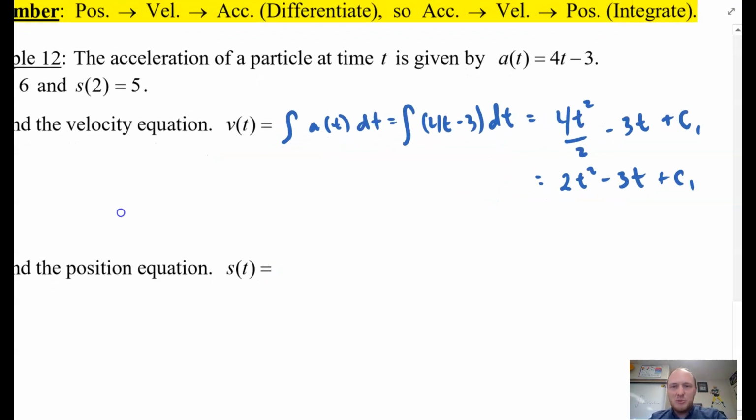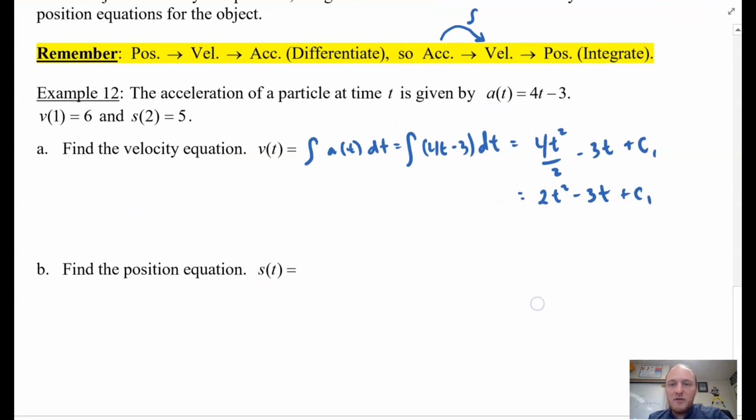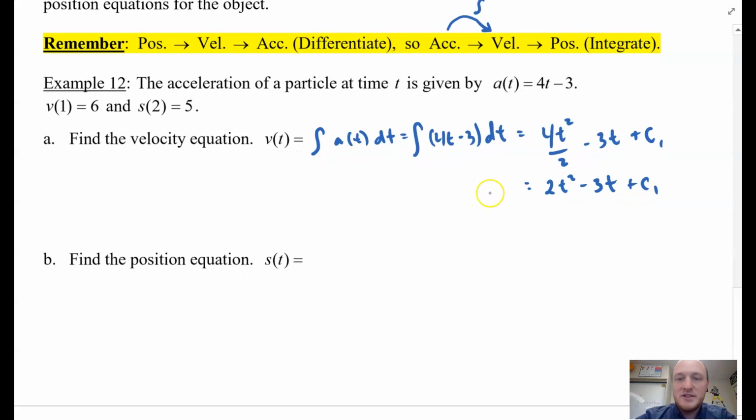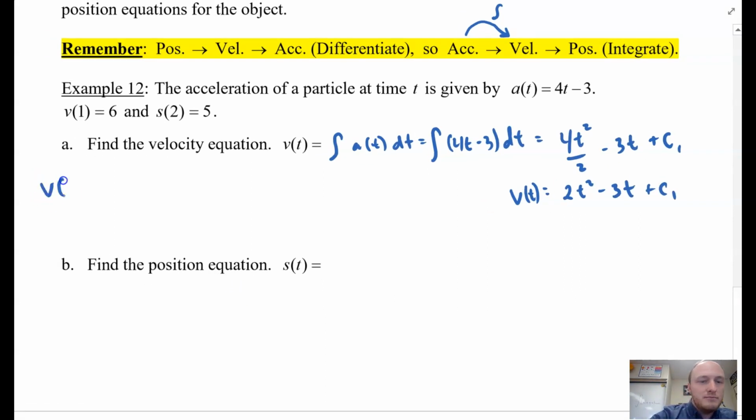Okay, so they give us in the problem, v of 1 is equal to 6. V of 1 is equal to 6. So if this is my function v of t over here, and I plug in 1, that would be 2 times 1 squared, that's just 2, minus 3 times 1, that's 3, plus c1, I don't know what that is, and this is equal to 6, right? And that's coming from right here. V of 1 is equal to 6. So I want to find c1.